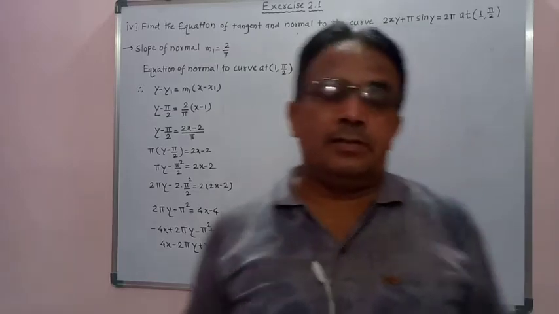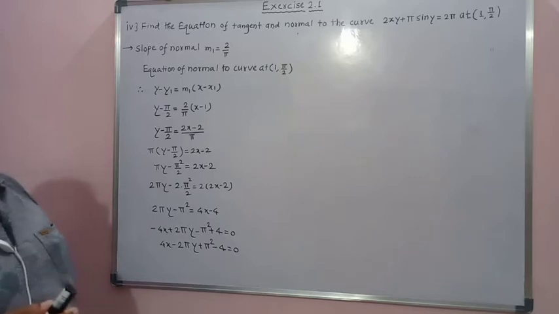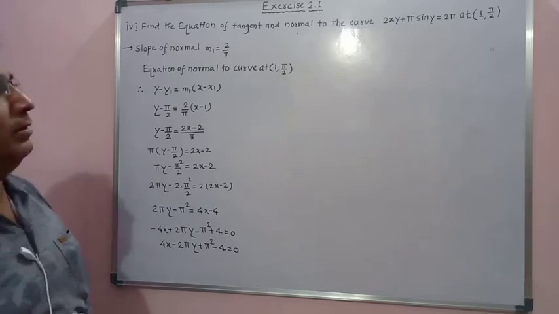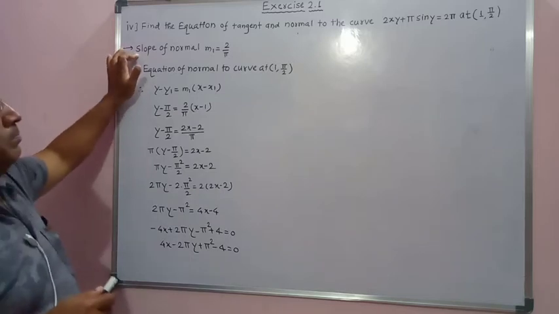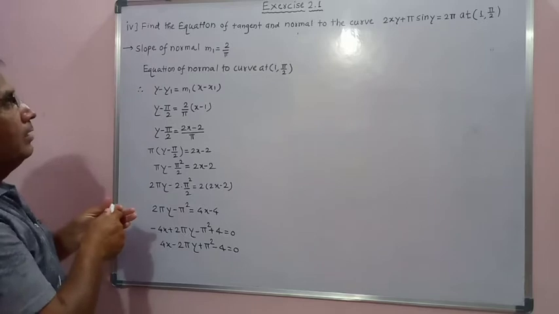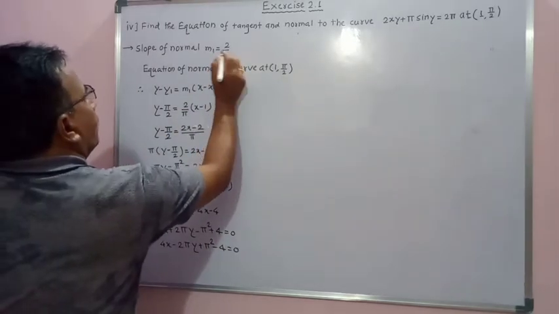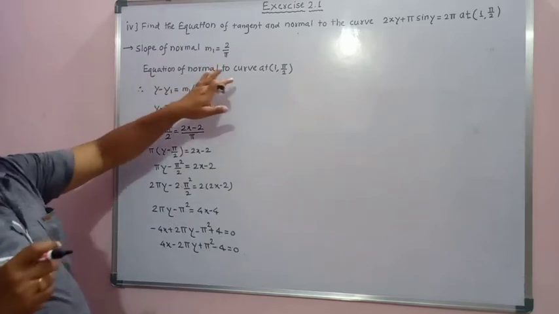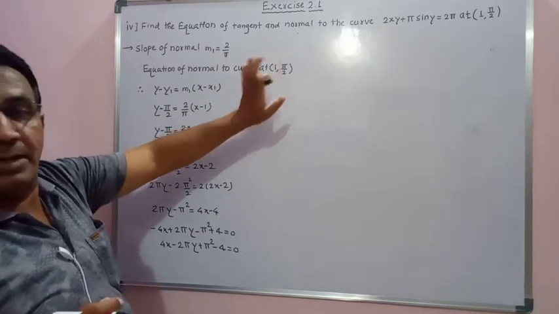And next condition is: equation of normal to the curve at the point 1, pi by 2. Therefore, slope of normal m1 equals 2 by pi. Therefore, the equation of normal to the curve at the point 1 and pi by 2.